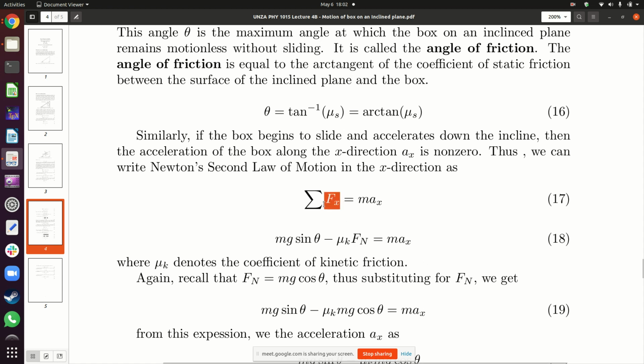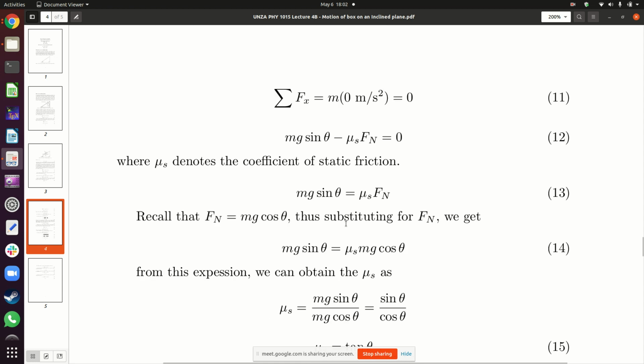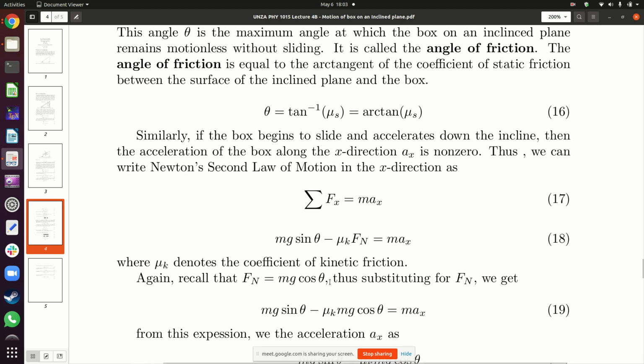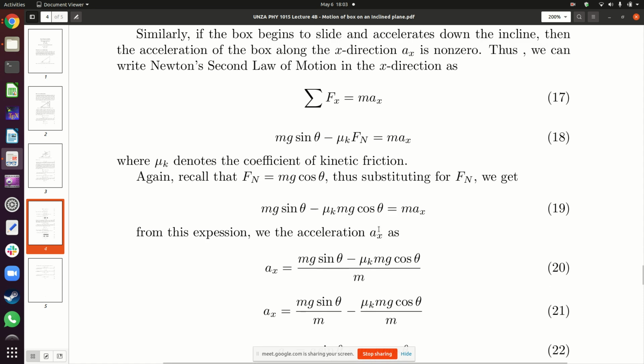Luckily, we have already worked out what the resultant force is along the x direction. The resultant force along the x direction, as you can see, is equal to mg sine theta minus the coefficient of friction multiplied by the normal force. Now that our mass is moving down the incline, this coefficient of friction will change to the coefficient of kinetic friction. Therefore, our resultant force will become mg sine theta minus the coefficient of kinetic friction multiplied by the normal force equals the mass multiplied by the acceleration along the x direction.